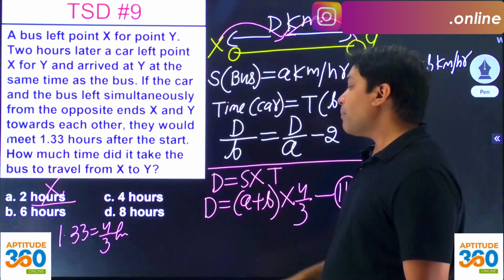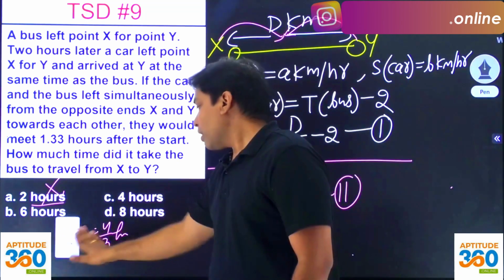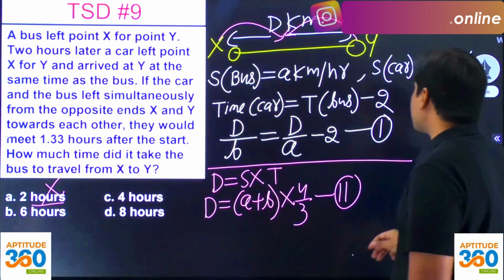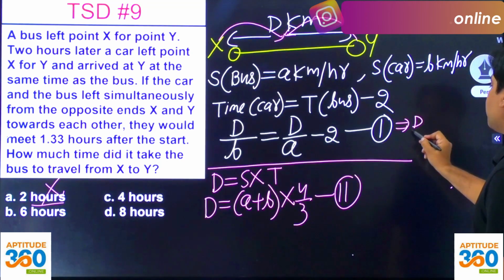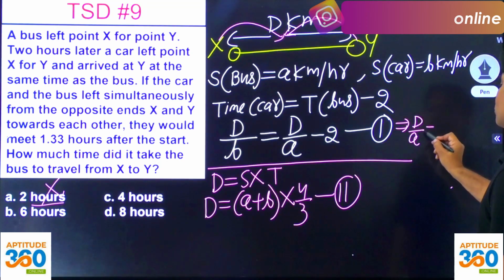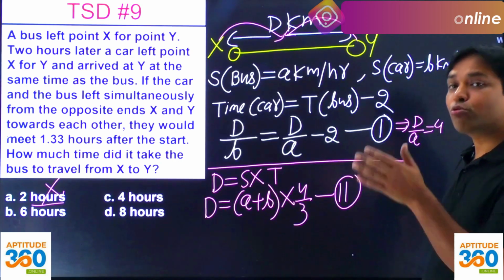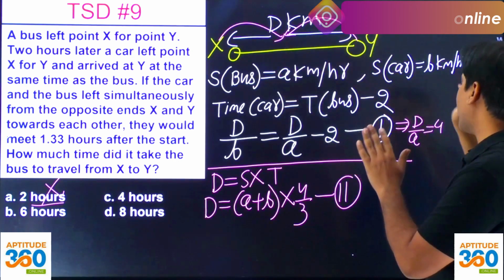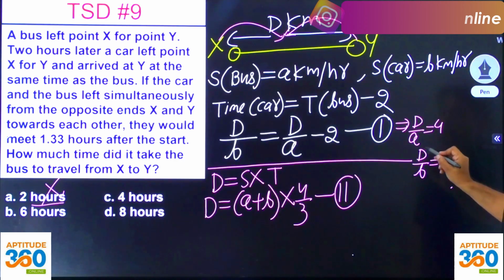अभी क्या करेंगे? अभी करेंगे ये वाला ऑप्शन प्लग इन कर देते हैं, 4 आवर्स. अगर 4 आवर्स प्लग किया तो होगा क्या? It is going to look like this. So you assume that d by a is equal to 4 hours, right? और टाइम टेकन बाई बस to travel from point X to point Y is 4 hours. So what is going to be the value of d by b? So d by b is going to be 4 minus 2, which is 2 hours.